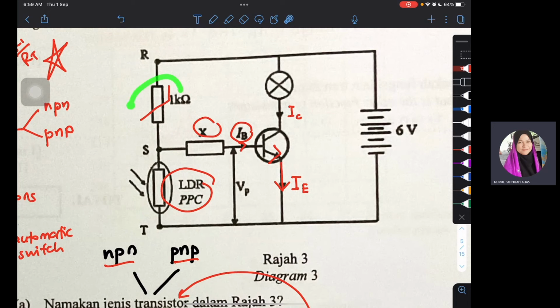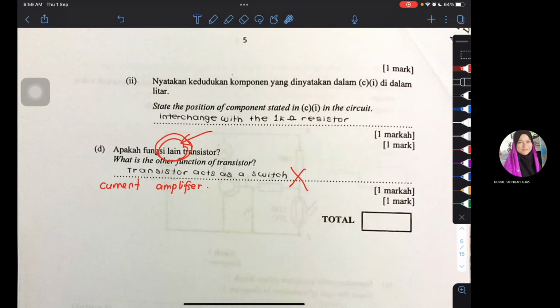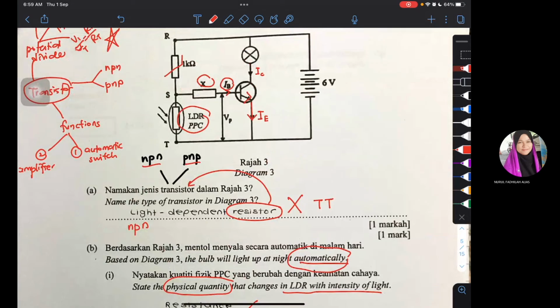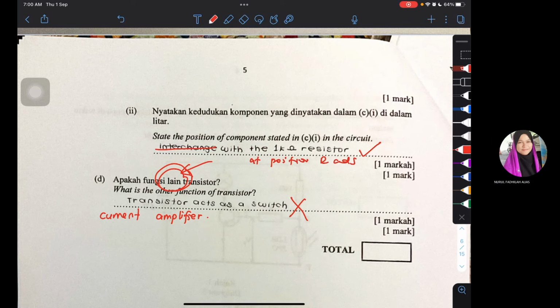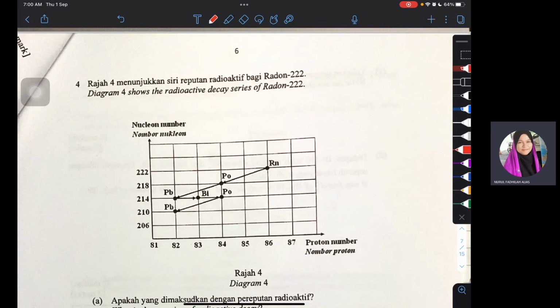Jadi kita nak cakap macam mana ni? Kedudukan ni kat mana ni? Tu sebab dia bagi huruf-huruf ni. Ada junction ni. So kita letakkan dia antara R dengan S. Okey, yang ni pun boleh lah. 1 kilo ohm interchange ataupun kita apa? Kita kata kita substitute. Okey, boleh lah. Diterima lah. Ataupun you kata at position R and S. In between pun boleh.